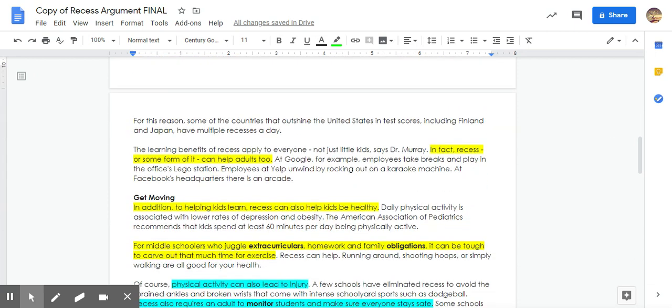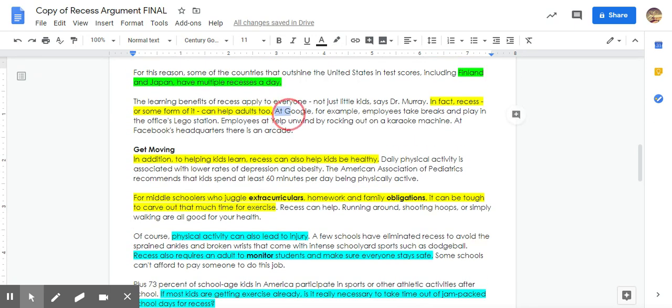Scrolling down, we have our examples of Finland and Japan that have multiple recesses a day. Going to highlight that. Then we've got our examples here where it talked about employees at Google, Yelp, and Facebook who all have an adult version of recess where they're allowed to play Legos, go to the arcade, or what was the other one? Play on a karaoke machine during the workday. So this was supporting that claim that some form of brain break or recess can be helpful for adults also.